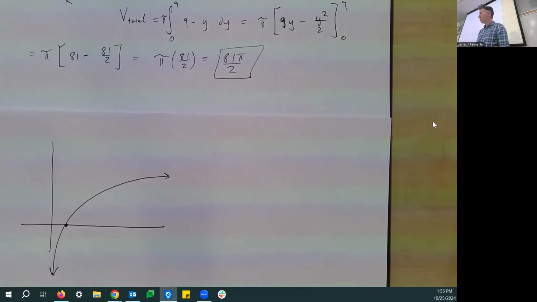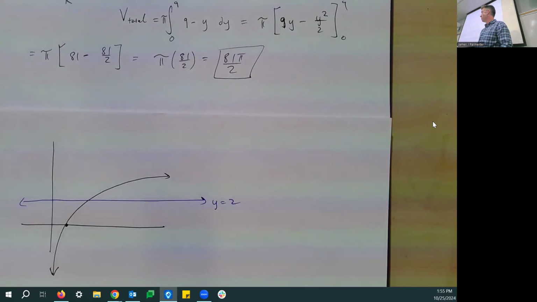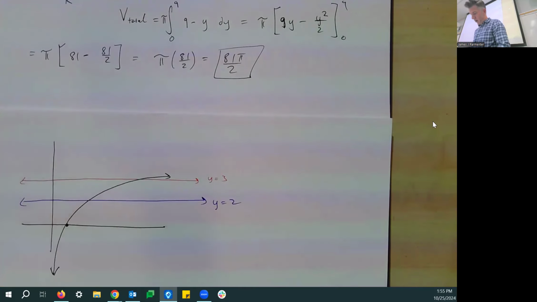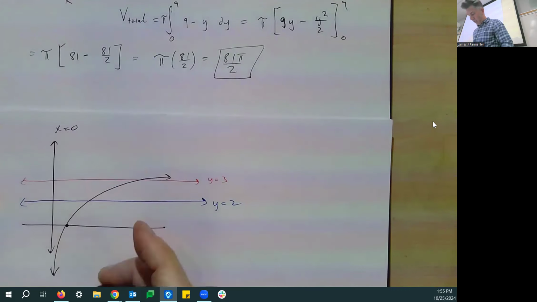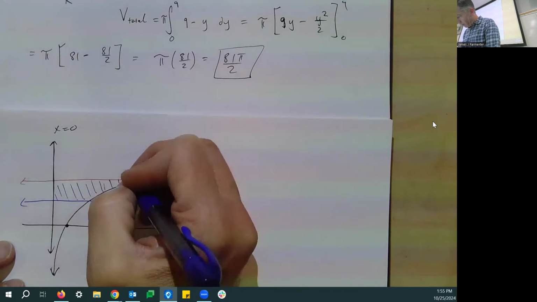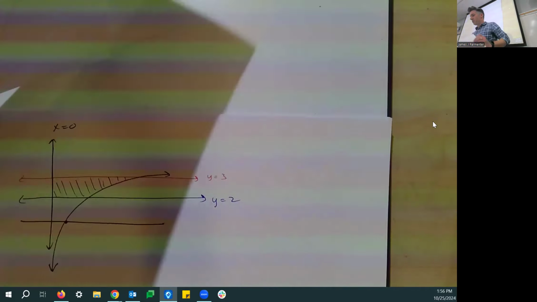And then we have y equals 2. We have y equals 3. And we have x equals 0, which is the y-axis. So we're looking at this region here. It's got to be bounded by all of our curves, and it is. And we're unfortunately going around the x-axis. Boo. But it's a good example, so you should do it.